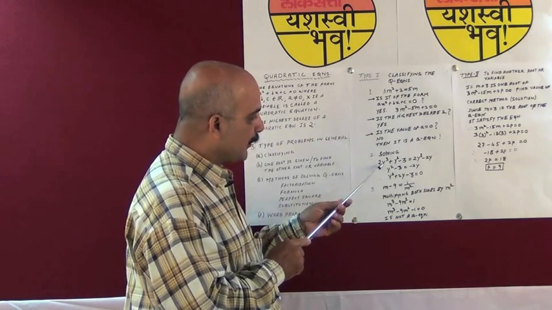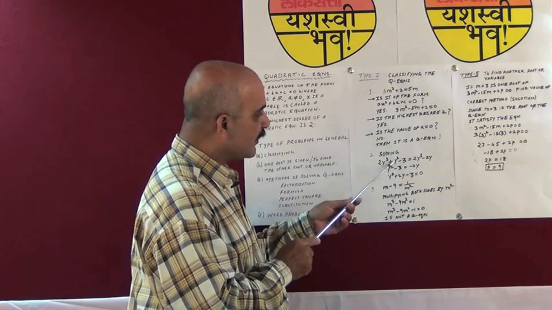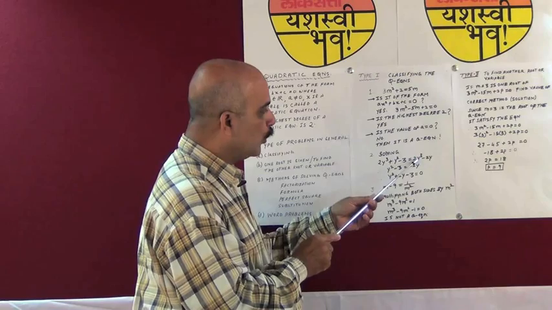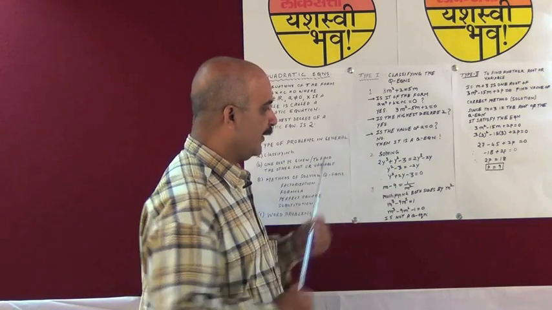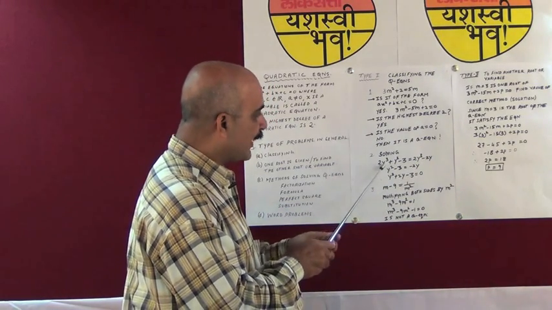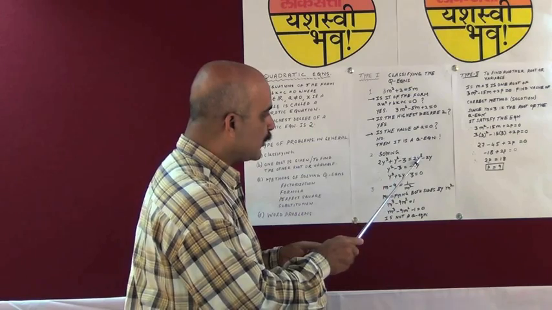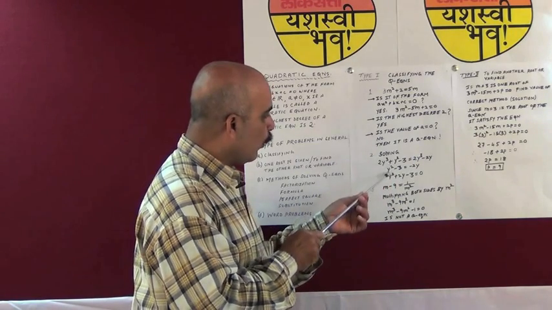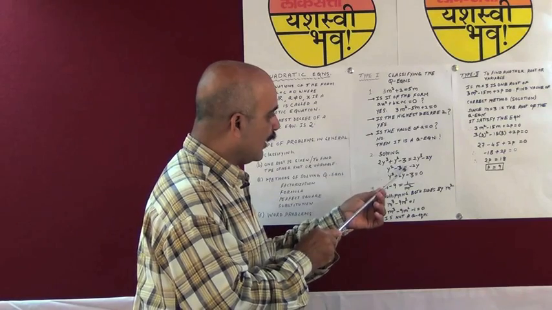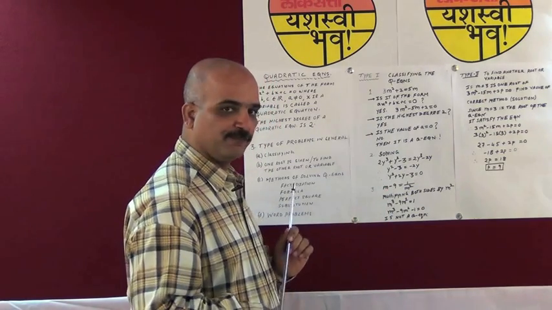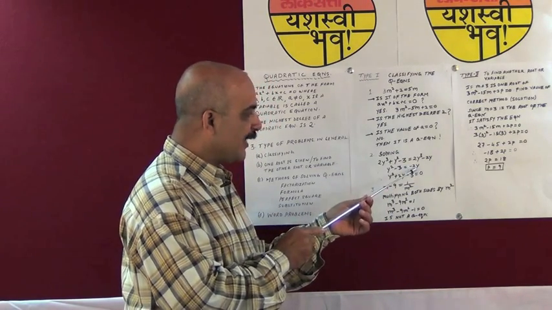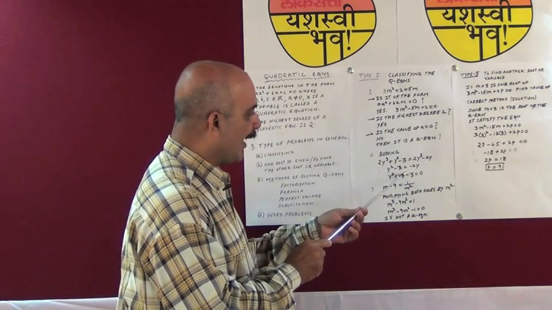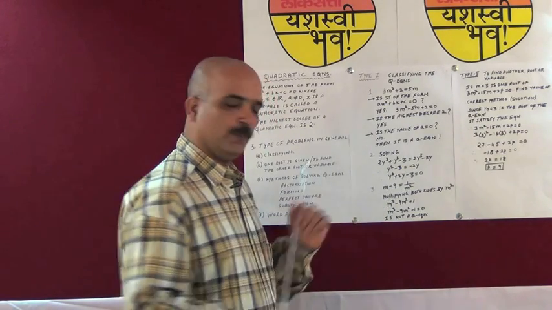If you see this equation, 2y cube plus y square minus 3 equal to 2y cube minus 2y. Now here we can cancel 2y cube and 2y cube from both sides. What will remain is y square minus 3 equal to minus 2y. I shift minus 2y on this side. So we get y square plus 2y minus 3 equal to 0.